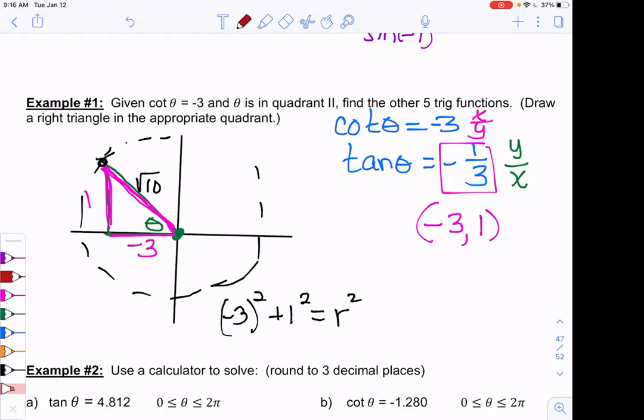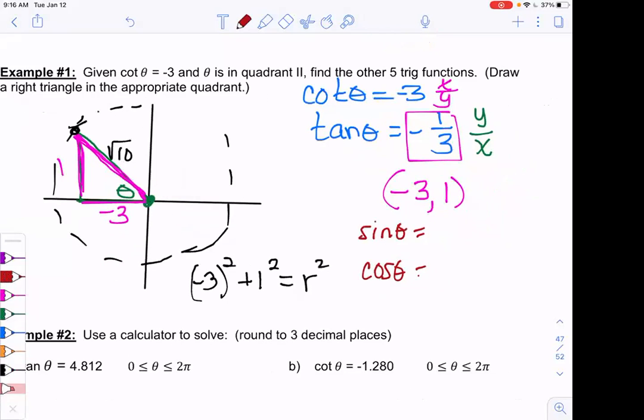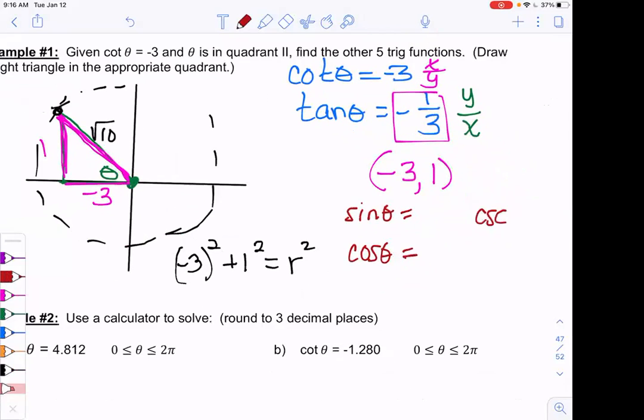Once you have it labeled, then you're finding the other trig functions, which means we still have to find sine and cosine, and we have to find cosecant and secant. So a couple of different ways to think about it. The sine is the opposite over the hypotenuse, or y over r. Well, that's 1 over root 10, which is root 10 over 10. It's positive because it's y. Y is positive in the second quadrant.